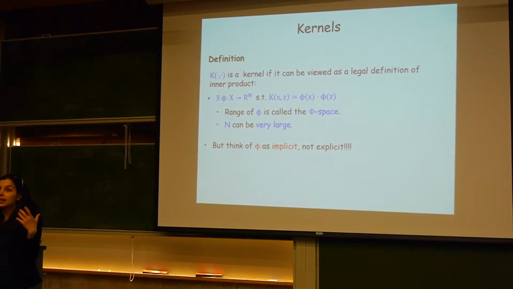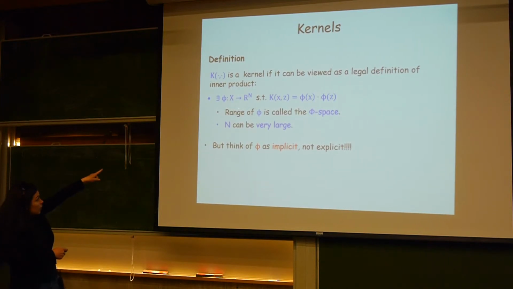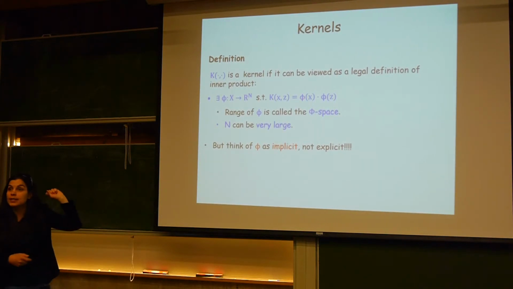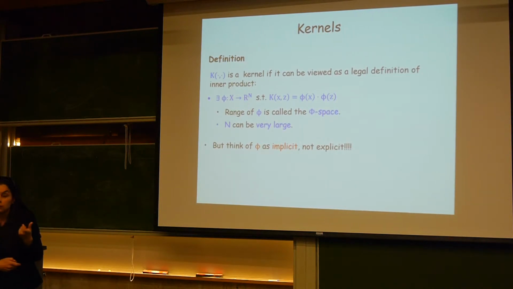So k is a kernel if there exists a mapping phi, which might not be unique, into a potentially very high dimensional feature space such that the dot product between phi of x and phi of z in that higher dimensional feature space is k of x, z. I'm going to call the range of phi the phi space, and the key point is that its dimension n can be very, very large. It could even be infinite for certain kernels like the Gaussian kernel. That's a very crucial point related to your question. I want to think about phi as being implicit and not explicit. I never want to compute phi explicitly. All I want to do is use k of x, z in my algorithm.